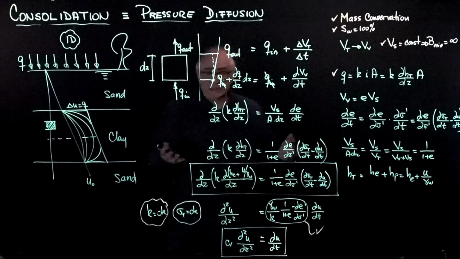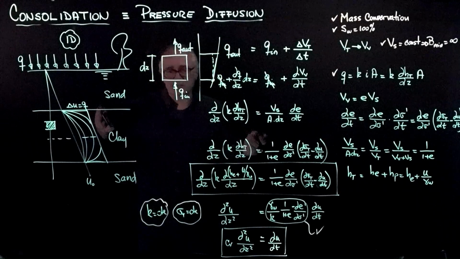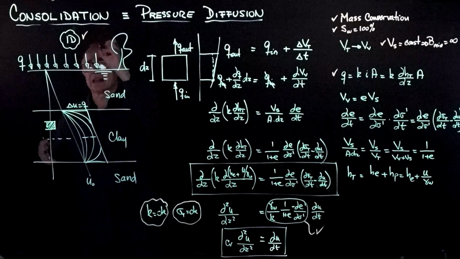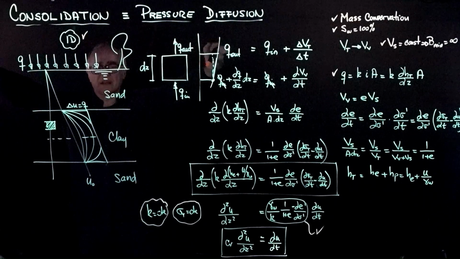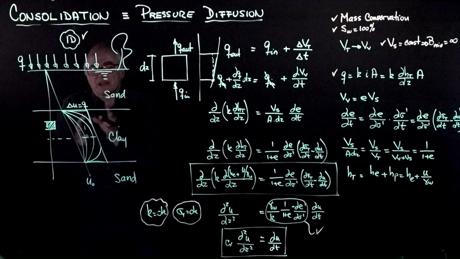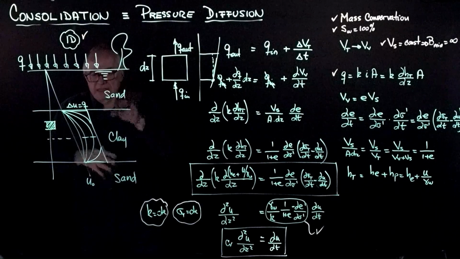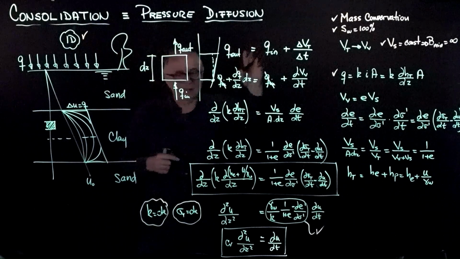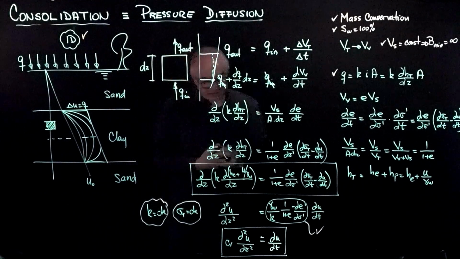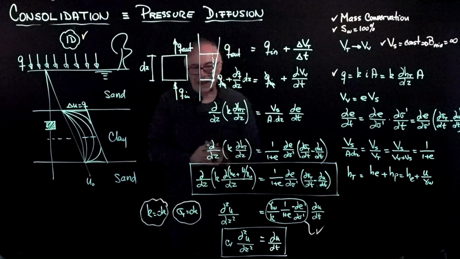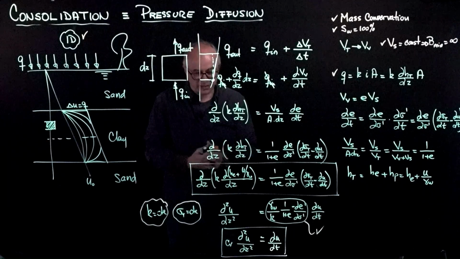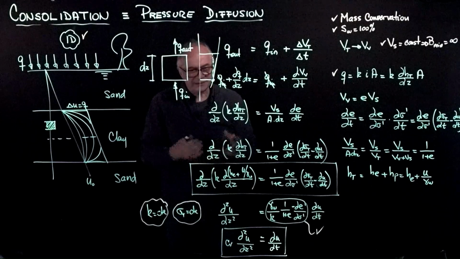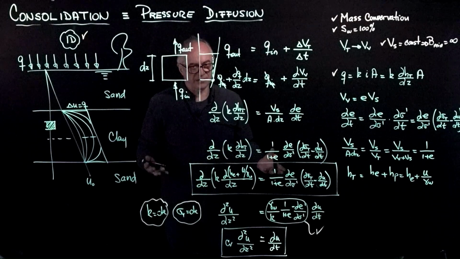But the derivation is correct. By the way, we also assumed that this was a one-dimensional case. If your load is not infinitely extensive in X and Y, then you're going to have drainage also in X and Y, not only in Z. So you have to make the analysis more complex by taking the three-dimensional or the axisymmetric conditions, for example. But this is really such an elegant derivation.